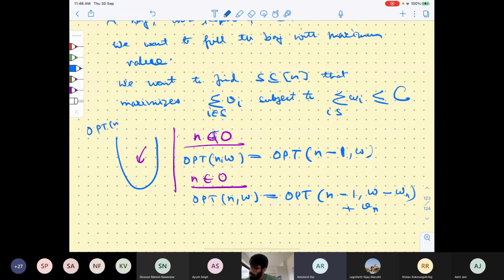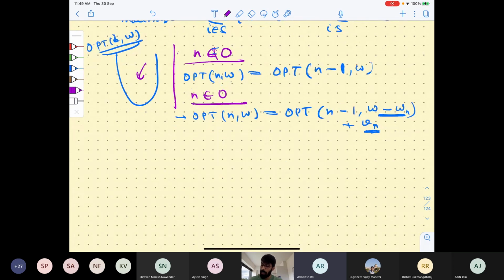So this is the value that we are getting now. It's just that here, instead of Wn, the opt will use the value which is Vn. But still the capacity decreases by Wn only, right? So that is why the subproblems will be of the form opt of i comma W. So let's just write the recurrence again for this general problem.